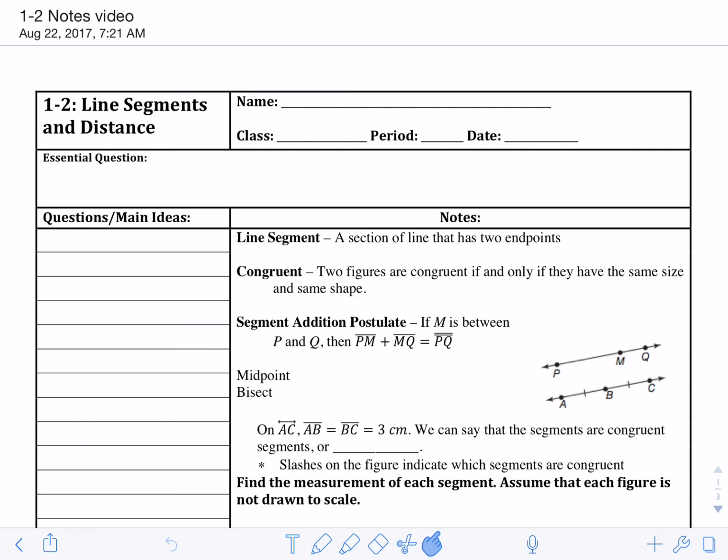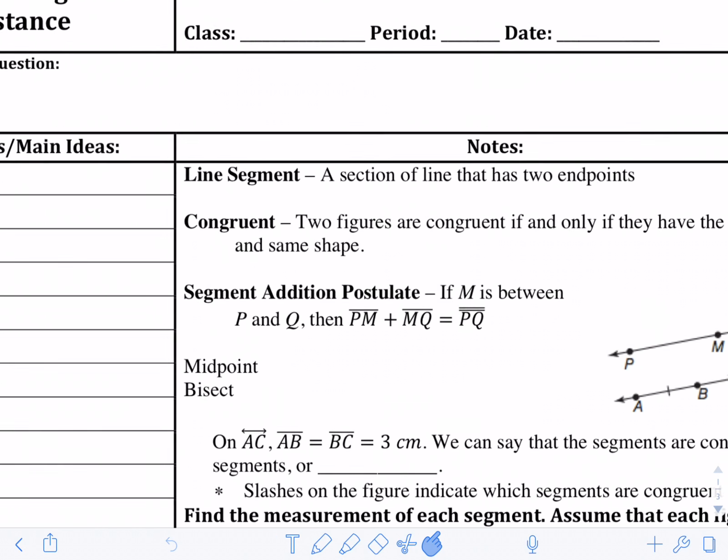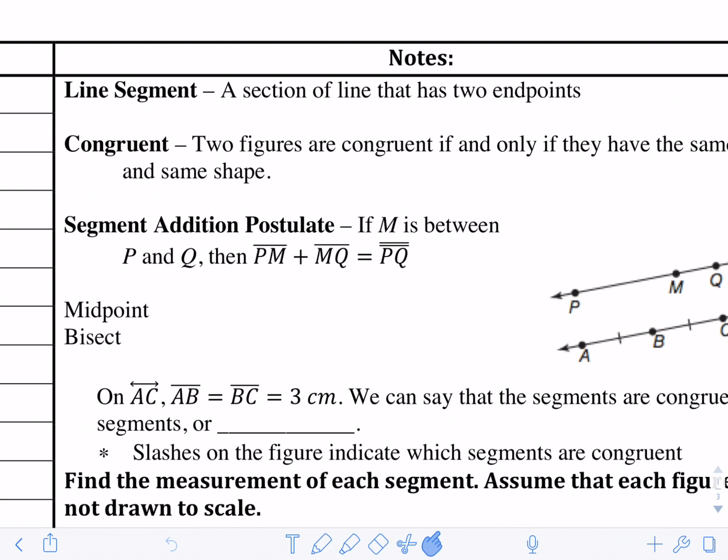Alright, so this is the 1-2 notes. A couple of things that you need to know. A line segment is a section of a line that has two endpoints. So to be able to identify a line segment, you usually have two dots on here, and this would be line segment AB.